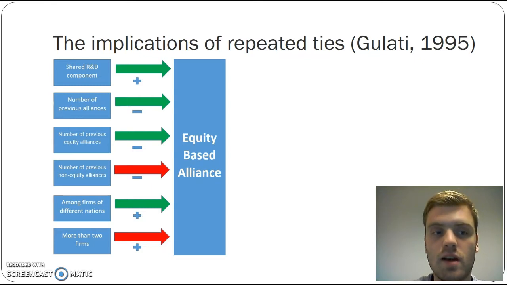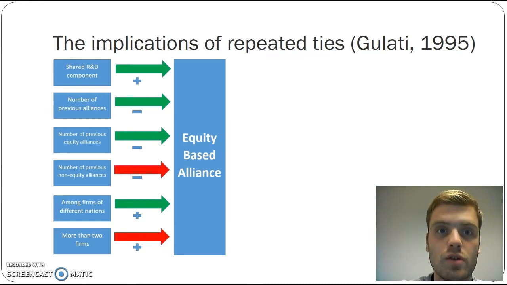And then the second hypothesis they tested is that the greater the number of previous alliances between the partners in an alliance, the less likely the alliance is to be equity based. This is because trust reduces the fear of opportunistic behavior. So the transaction costs are limited if they already have a great number of previous alliances.